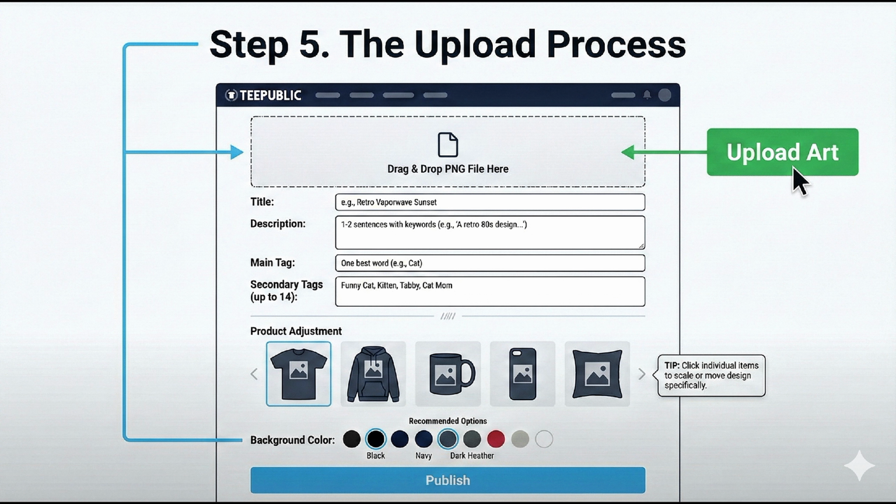Finally, scroll down and look at the products. A pro tip here: you can click on individual items like mugs or phone cases to scale or move the design specifically for that product without changing the others. Before you hit publish, set your default background color to black or navy, since those tend to sell the best.